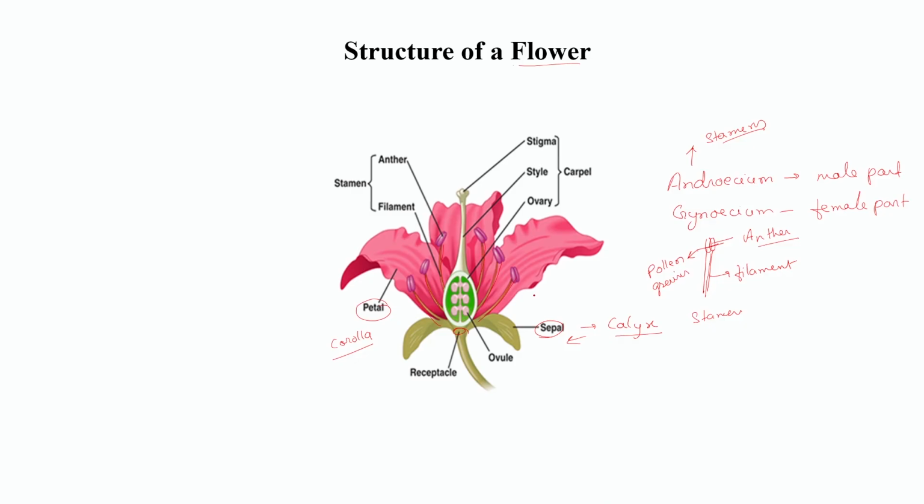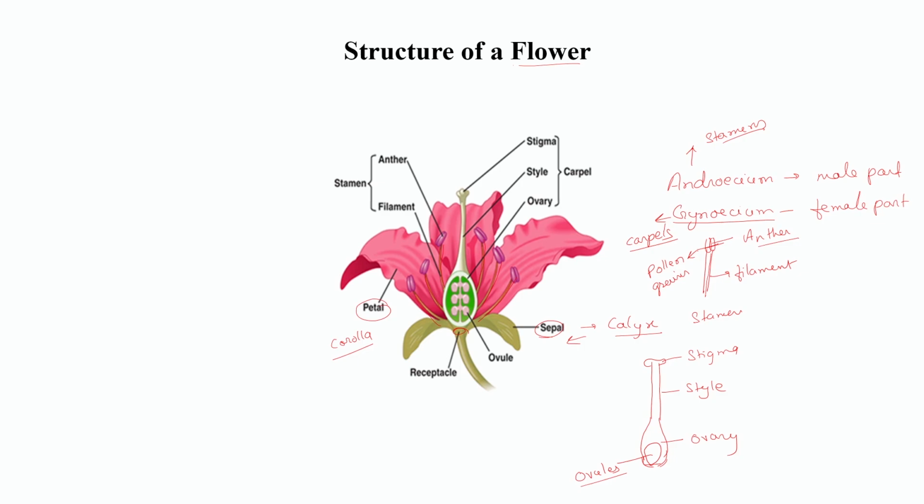Now coming to the female part, the gynoecium. It is made up of carpels. You can have one carpel or several carpels. Each carpel basically has three parts. They could be fused or united, so different orientations could be there. It has a stigma, a style, and an ovary. Inside the ovary you have ovules. Ovules are the important structure that gives rise to the female gamete.